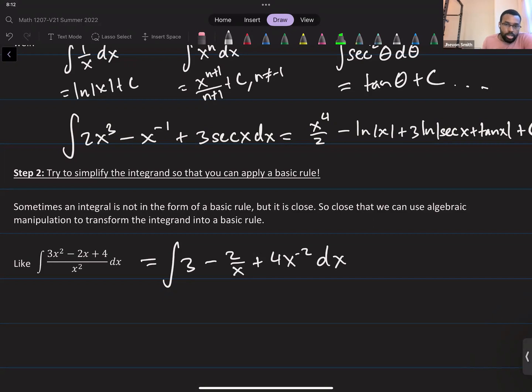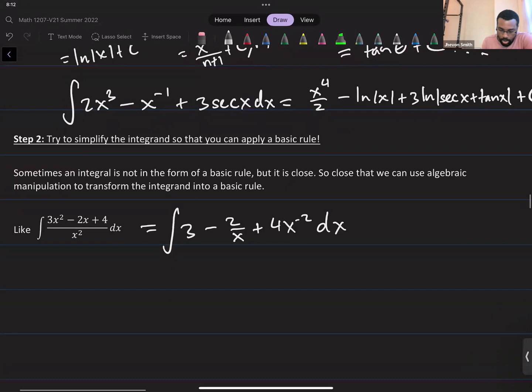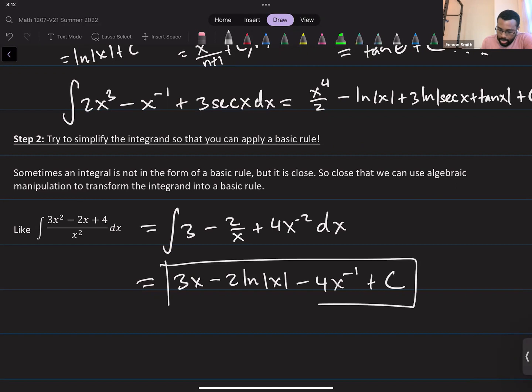And now that's the basic rule for each of those. The first and the third term is the power rule, and the middle term is the ln rule. So that would just become 3x minus 2 ln absolute value of x. Add 1 to the power, divide by the new power. And so that's going to be the answer. So I can simplify this by just splitting them up, and we're good at that point, right?